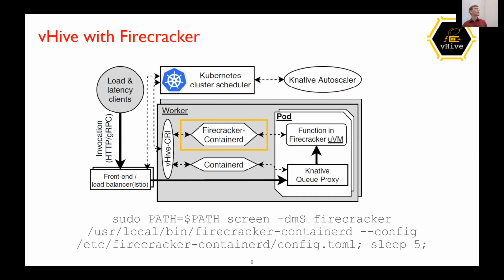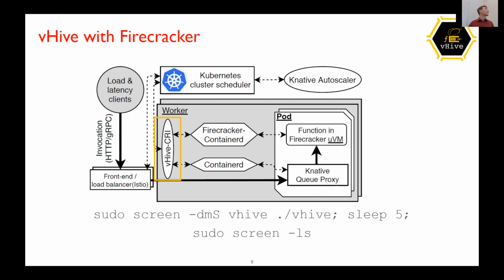If you've done this, you can check that both of them are still running using sudo screen -ls. There should be a command in the README, and you should see two screens, one called Firecracker, one called containerd, and they should be running. Then once Firecracker and containerd are running, we can also start vHive. We can also start it in the background with pretty much the same command, and then check again that all of them are still running.